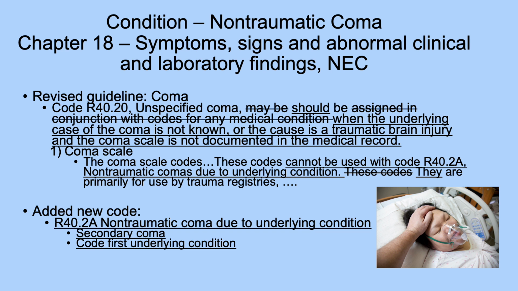Also added was that coma scale codes cannot be used with R40.2A, non-traumatic coma due to underlying condition. The coma scale codes are primarily used by trauma registries. So to correspond with this new guideline, there's a new code in the tabular list, R40.2A, non-traumatic coma due to underlying condition. So this is not due to an injury, but due to another condition.